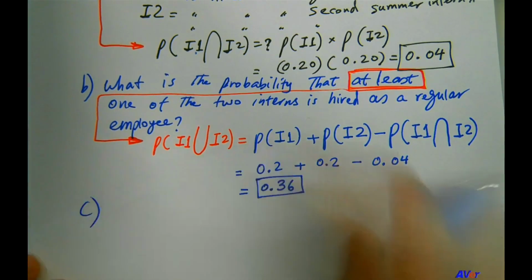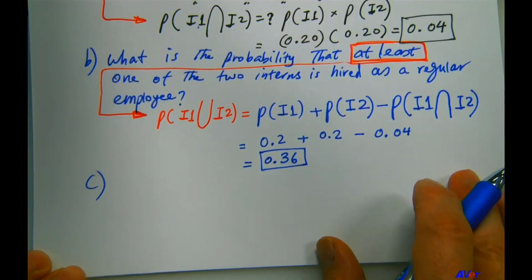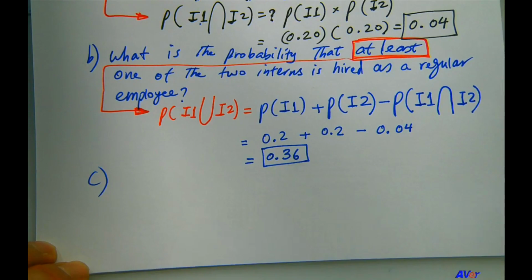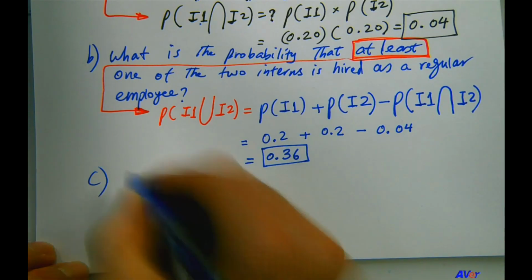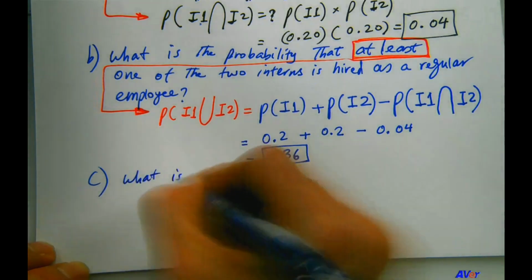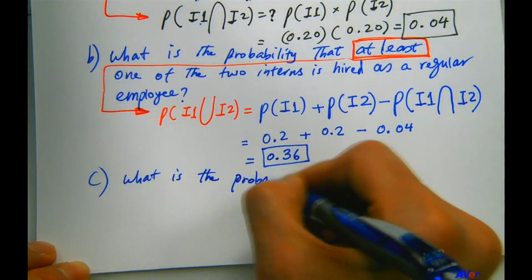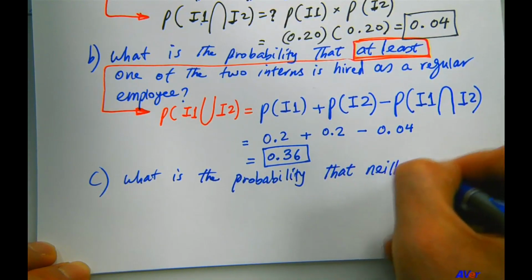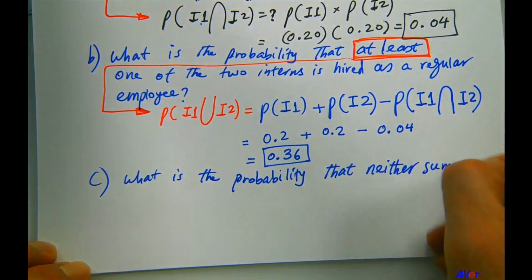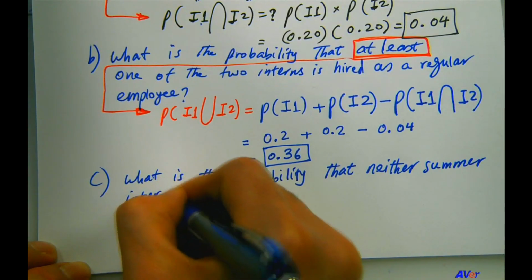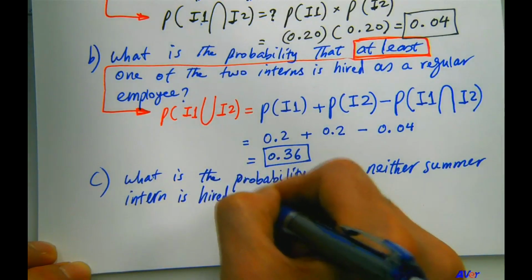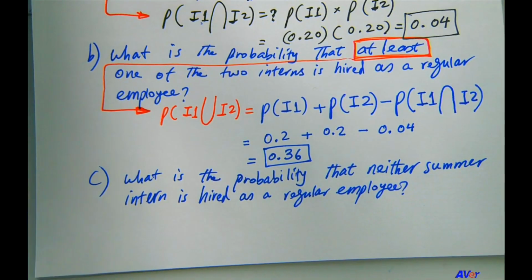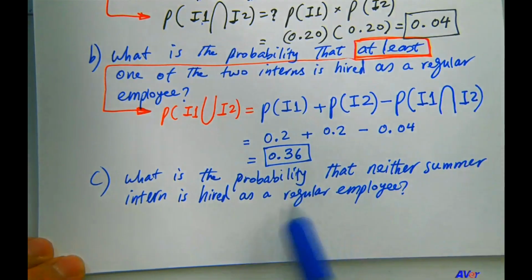And part C, let's ask about the probability of neither one being hired as a regular employee. Okay, economic conditions, whatever, they're downsizing, could be all kinds of reasons, right? So what is the probability that neither summer intern is hired as a regular employee? Okay, so we have, that is of course the complement of part B.